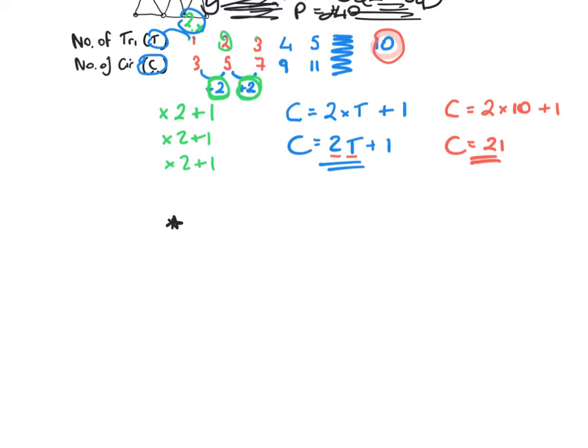if there are 37 circles, then how many triangles would I have? Okay, now this question is asking us to work backwards. To get the number of circles, I get the number of triangles and I times it by 2 and then add on 1, and that will give me the number of circles. So if you've got triangles and you want circles, you times by 2 and add on 1.